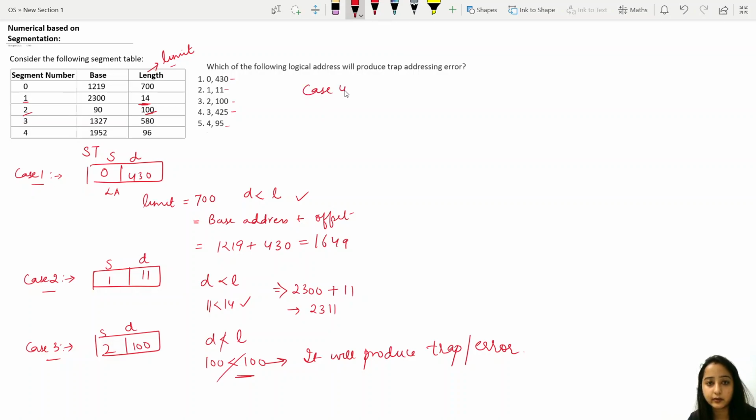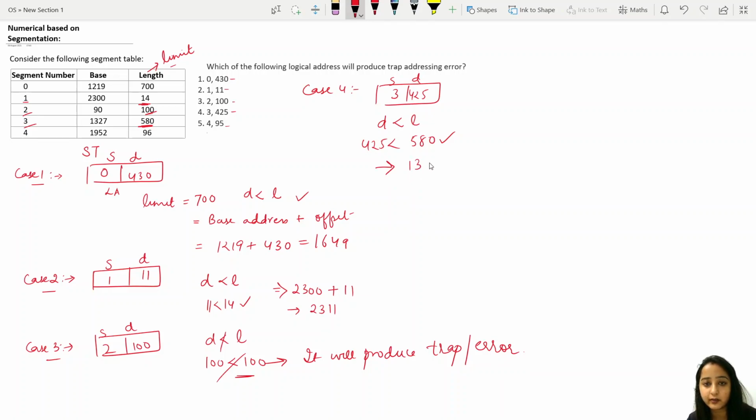So let me consider the case number 4, where you have the logical address, segment number and offset 3, 425. So what I will do, I will compare with the limit. Segment number 3, what is the limit? 580. What is the offset given? 425. Yes, it is correct. So I will simply add the base address.